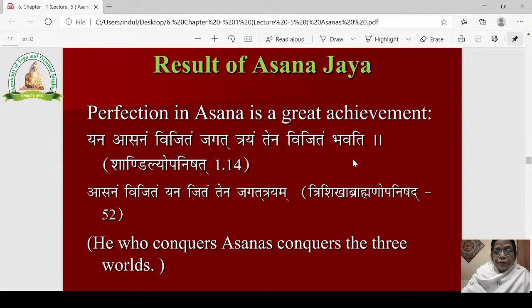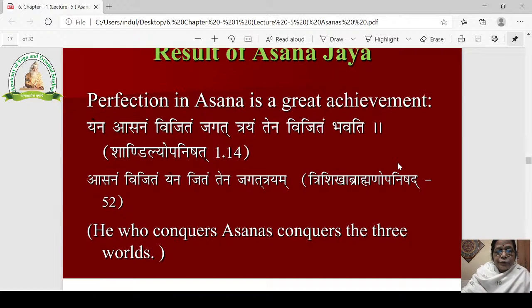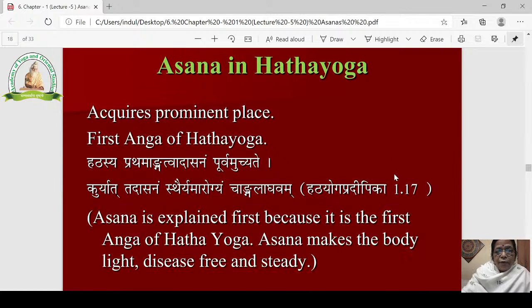Sandilya Upanishad also says the same thing, and Trishikha Brahmana Upanishad also says the same thing. That means conquering asana, or perfection in asana, is a great achievement. It is like conquering the three worlds. So, no doubt, it is a great achievement in the field of yoga. Now let us come to Hatha Yoga, because we are discussing Hatha Yoga Pradipika.